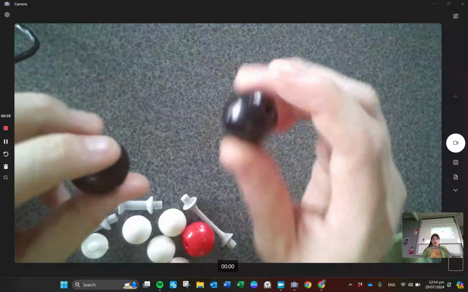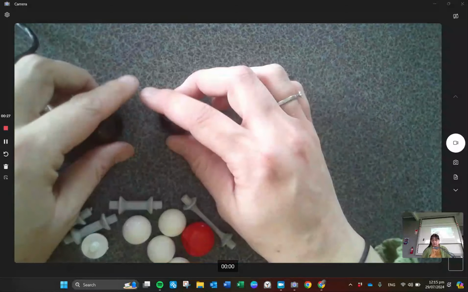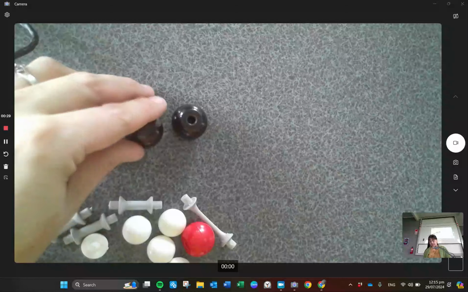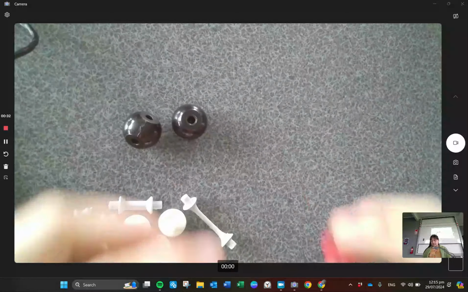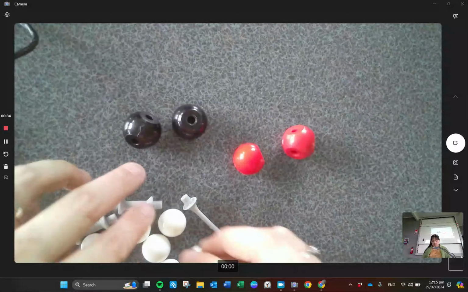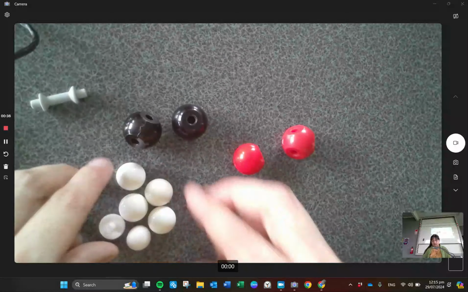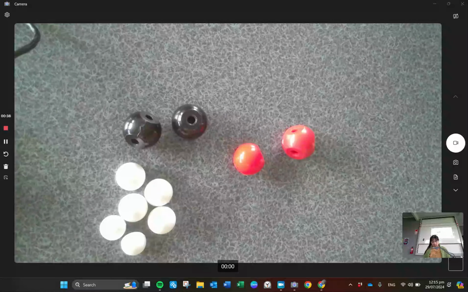Should have 1, 2, 3, 4 little places to put things in. The red is my oxygen, and the whites are hydrogen. Now, I've given you 2 different types of hydrogen. They're both the same in theory, but I've given you 2 different types because I want to make sure that it's very clear what we're dealing with.